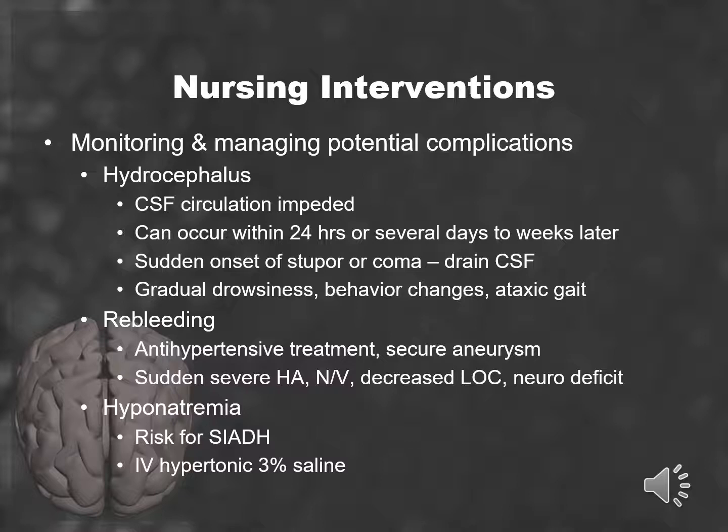Another potential risk factor with a hemorrhagic stroke is hyponatremia. A lot of these patients develop something called SIADH, or cerebral salt wasting syndrome, and this is where my kidneys basically are unable to hold on to that sodium, and it results in a pretty severe hyponatremia. Management of patients who develop this hyponatremia is IV hypertonic saline.